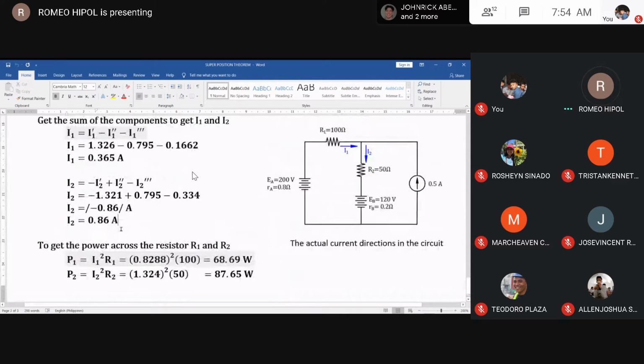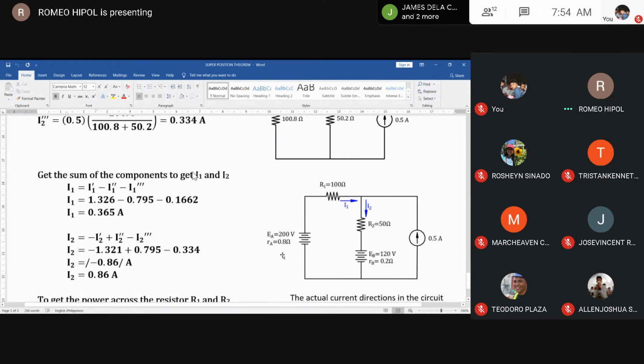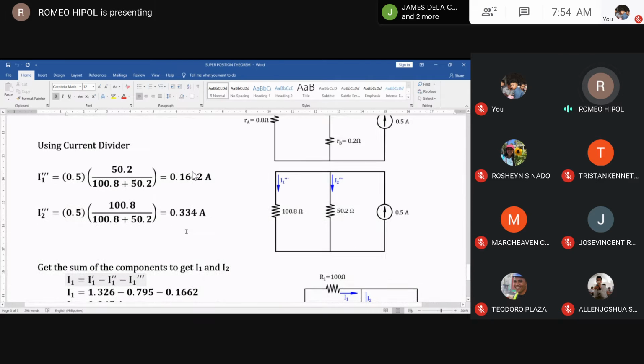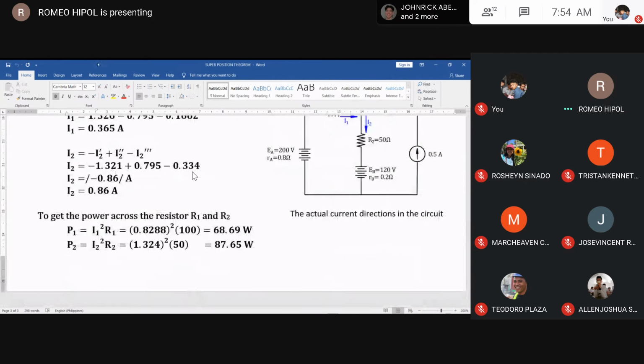Okay, we're fine here. We have no problem. Then, to get the equivalent power, we'll just apply the power formula I squared R. Okay? So that was the problem we had. Nothing else.